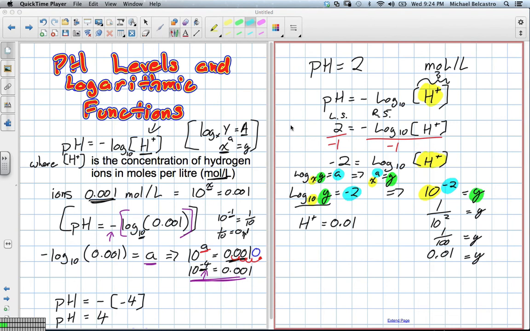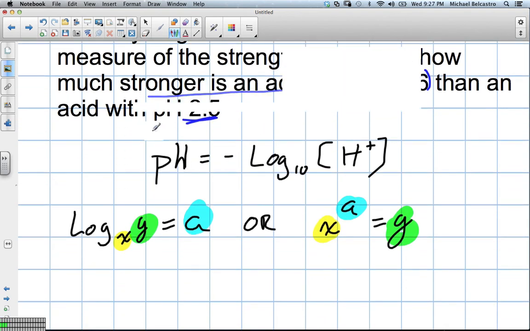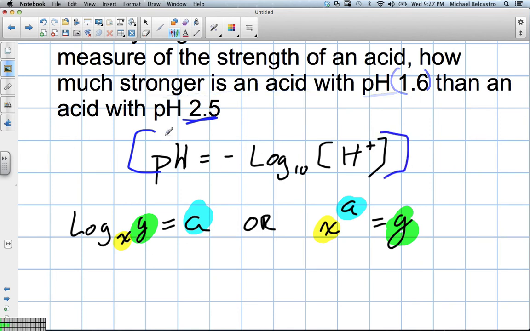Could technically be less, but this will be good. Okay, hardest question here. If the hydrogen ion concentration, so that's our H plus, is a measure of the strength of an acid, how much stronger is an acid with a pH of 1.6 than an acid with a pH of 2.5? Okay, so we're going to have two formulas, and we're going to be plugging them in here. And in both formulas, we do know what the pH values are. Okay, and we just want to keep in mind our equivalent formulas of logs and exponential functions.